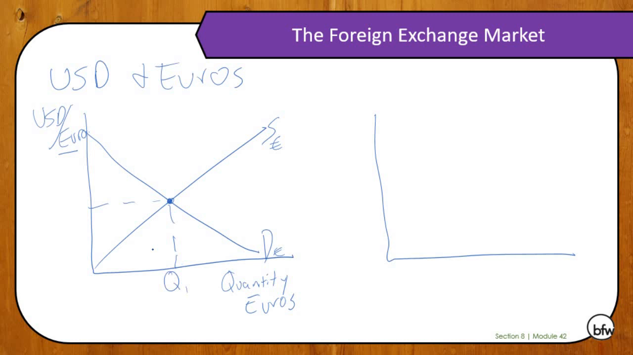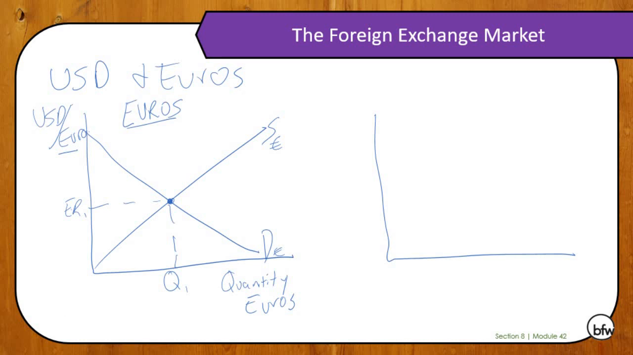So we've got our quantity 1 and our exchange rate 1 right there. Alright, so this graph here is the graph for euros. And we know that because of our labeling points, bottom, bottom.